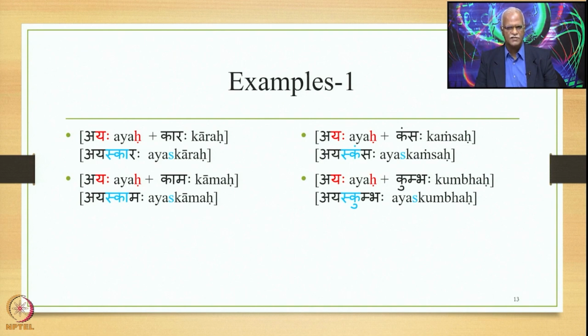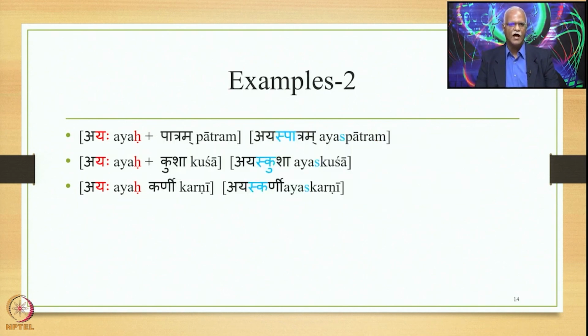indeclinable, anavyayasya, and it is followed by kama, kamsa and kumbha, and therefore all the conditions required for atah kru kami to apply are fulfilled, and so this sutra applies itself, and the output generated is ayaskaraha, ayaskamaha, ayaskamsaha and ayaskumbhaha in all these four cases.